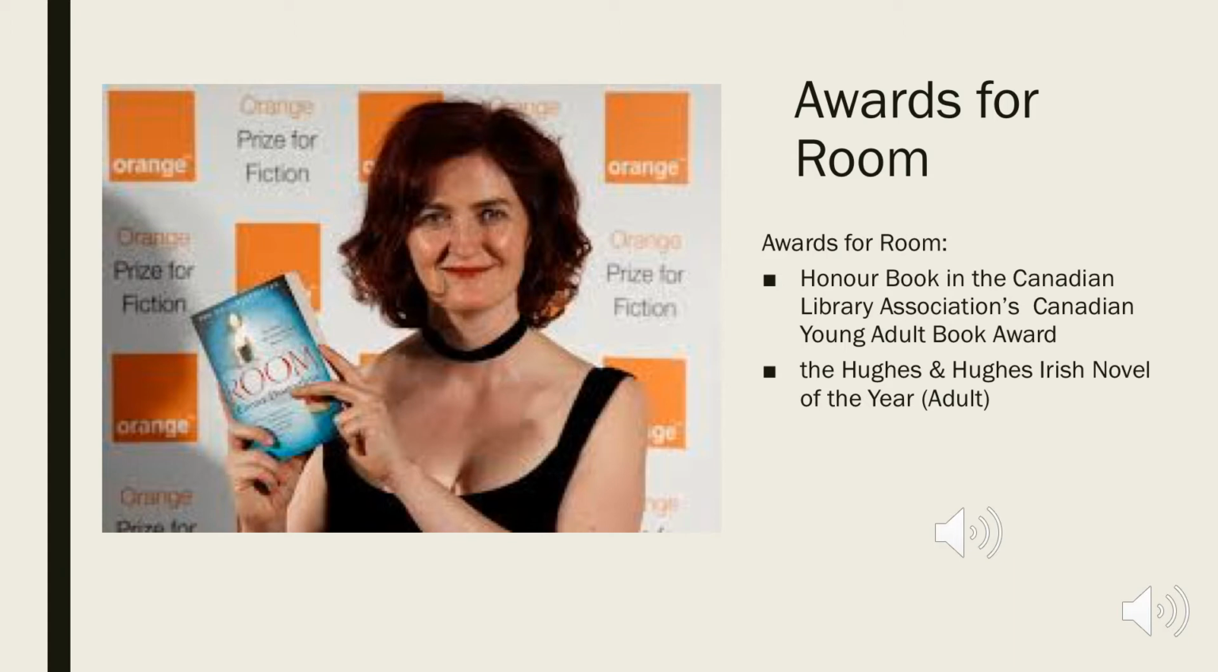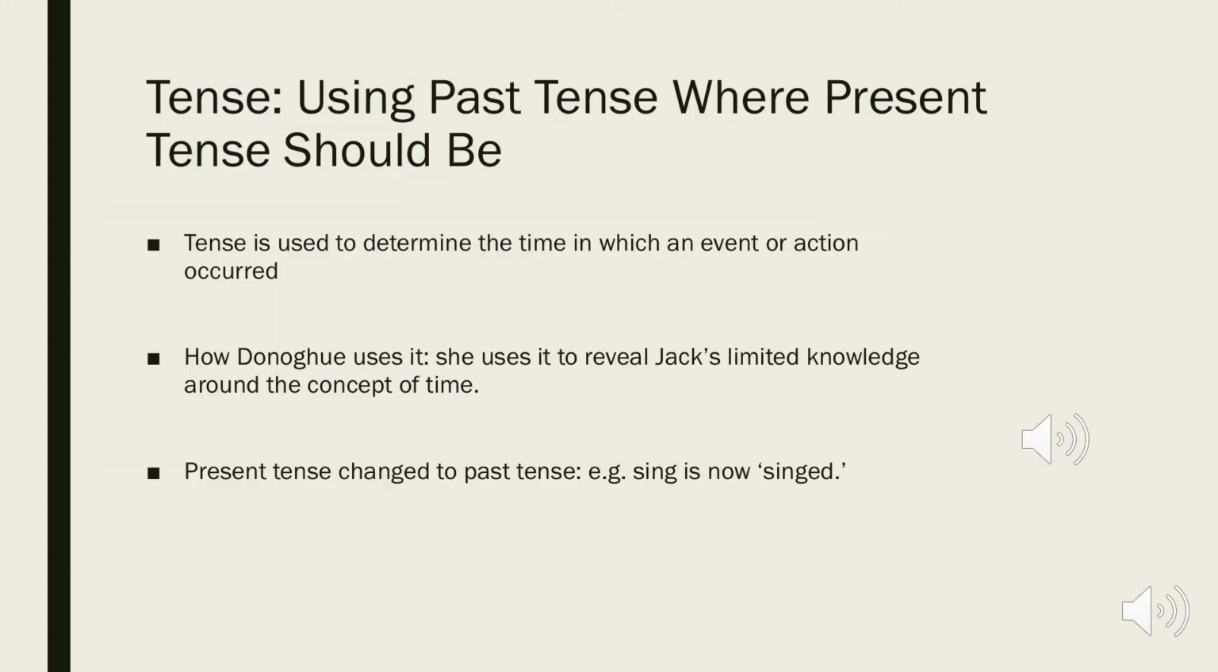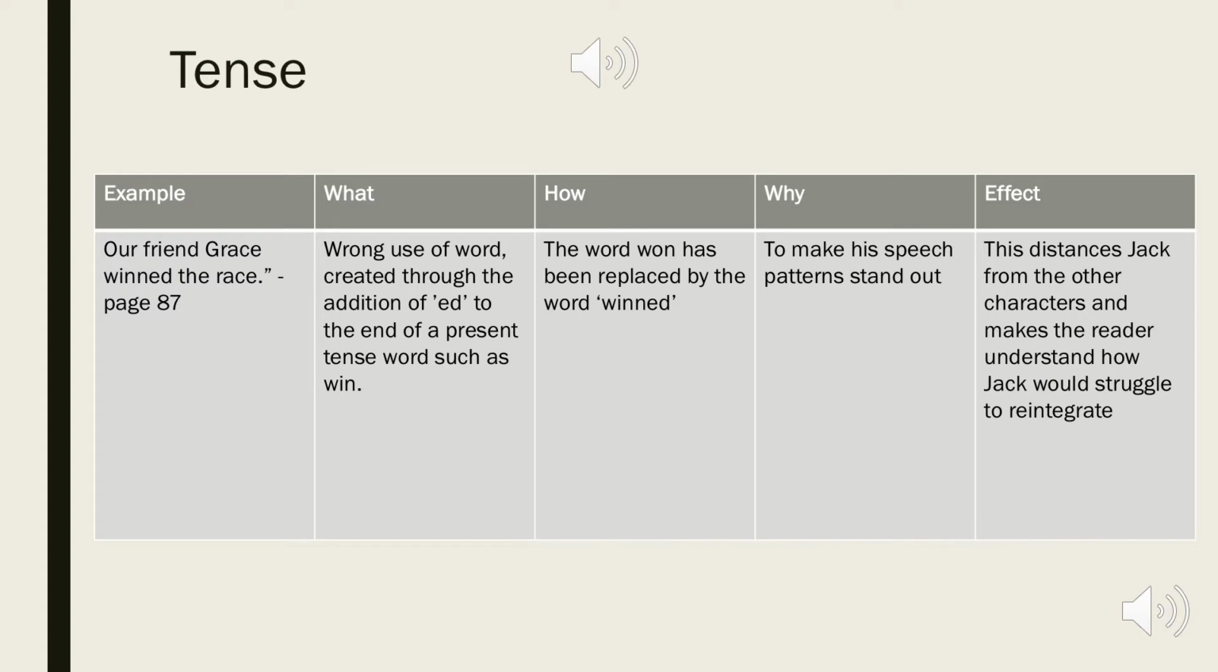So this grammatical deviance can be broken down into several categories. The first being the addition of ed at the end of a present action as if it was past tense. This misuse of grammar can be seen in the quote, "Our friend Grace wins the race" on page 87. This device of taking the present and converting it to the past doesn't particularly make sense to a reader, but certainly makes the sentence sound jarring and uneducated.